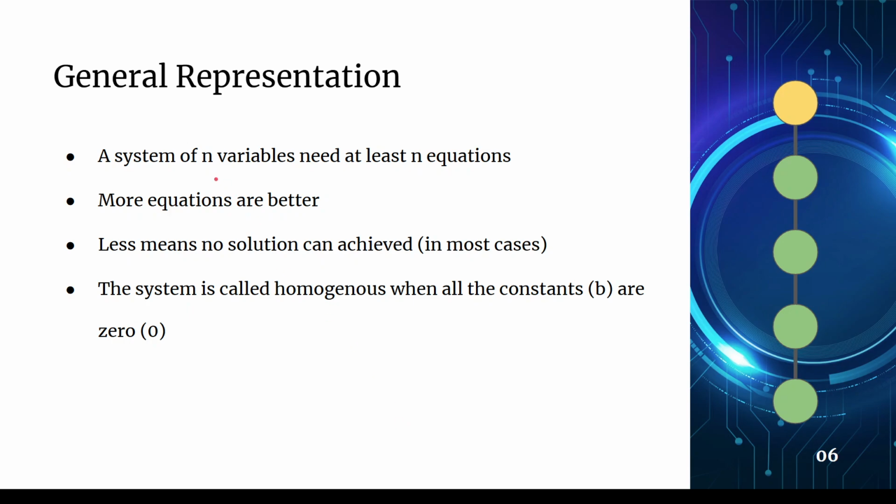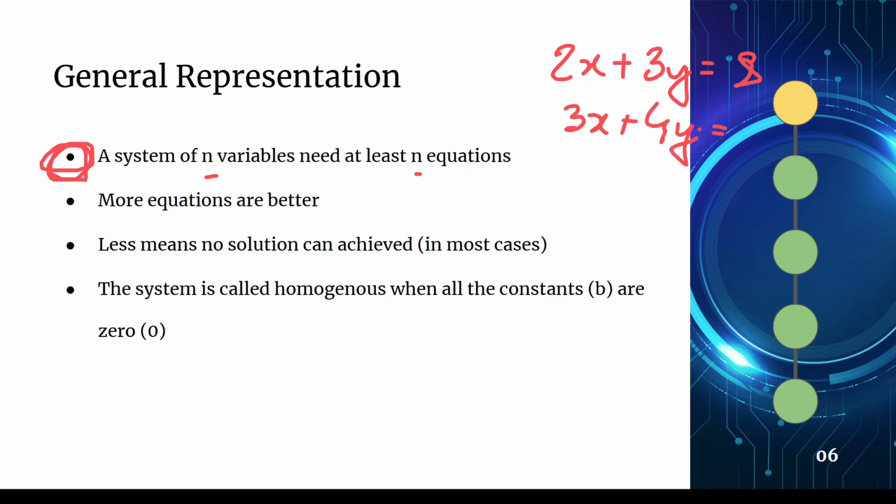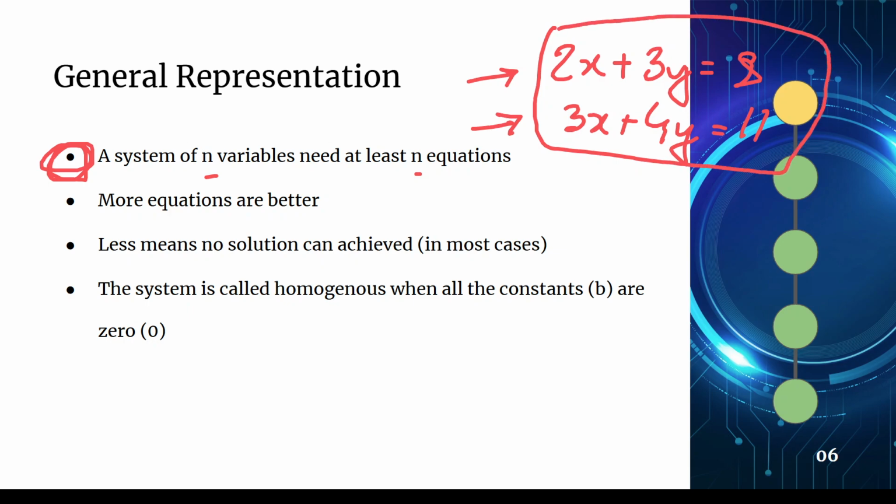A system of n variables needs at least n equations. Very important. A system of n variables needs at least n equations. Why? Suppose, let's go back to the old day mathematics. You have two equations, 2x plus 3y equals, I don't know, 8, and something plus 4y equals 11. Here we can say easily that to solve this system, we did a lot of maths in our older classes.